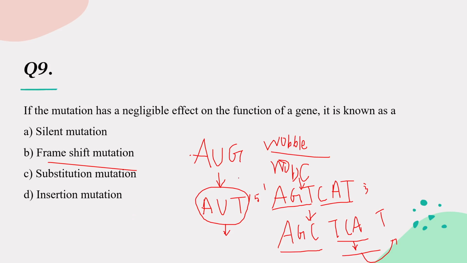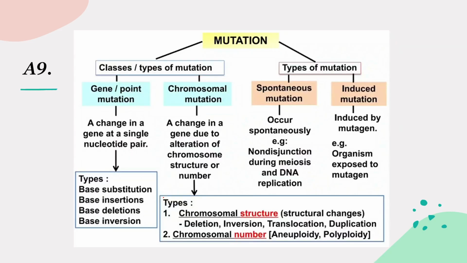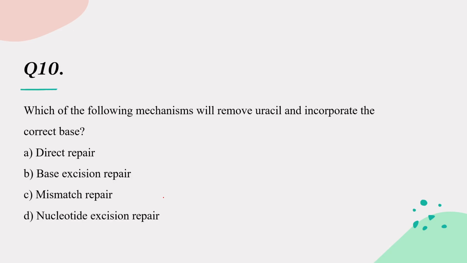Substitution mutation means a single nucleotide has been substituted with another nucleotide. It's called substitution mutation. Insertion, for example, you can take as an example of insertion mutation because a base is inserted. I think everyone is clear with silent mutation, frame shift mutation, substitution mutation, and insertion mutation. Okay. Thank you. Let's move to our next question.